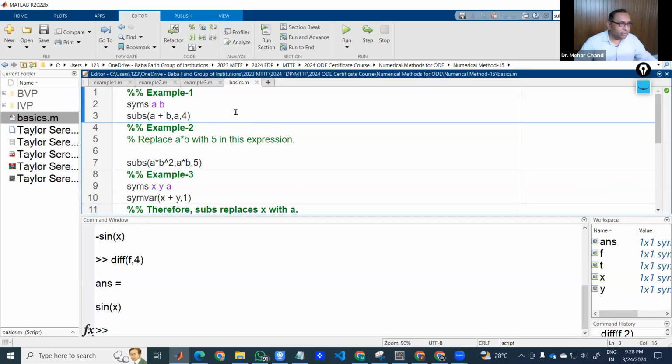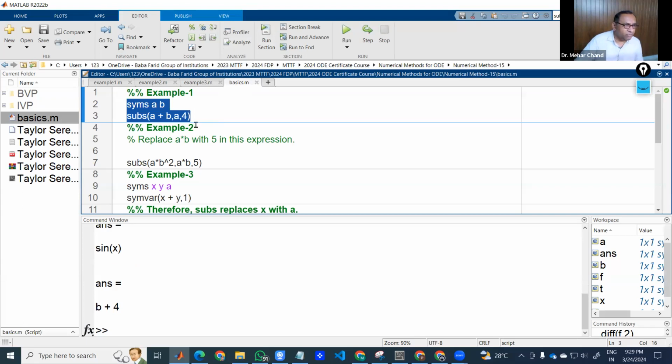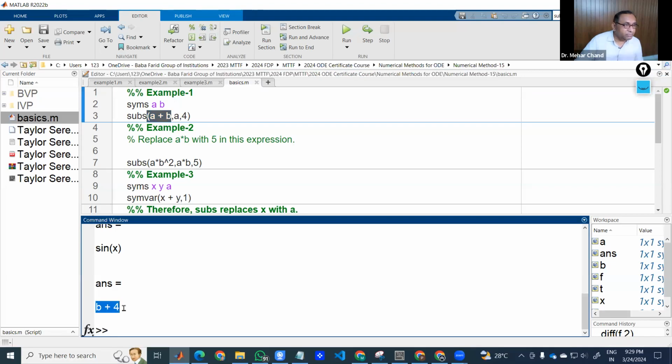And also we have the subs function. You can see here the subs function is used for substitution. Here we have syms a and b, and the subs function is used in the expression a plus b. What is the meaning of a comma 4? First execute these two statements and run this section. Yes, you can see that the value of a is substituted in a plus b, which gives b plus 4.